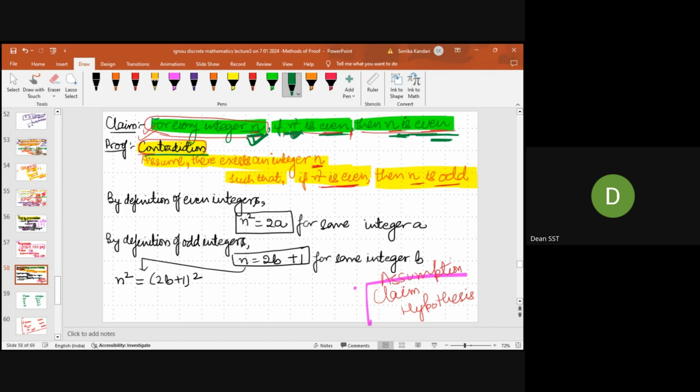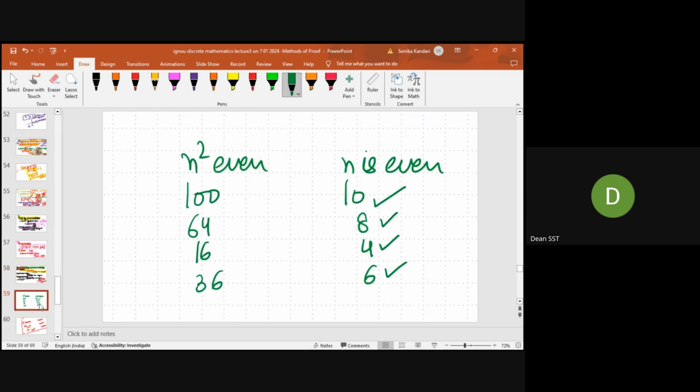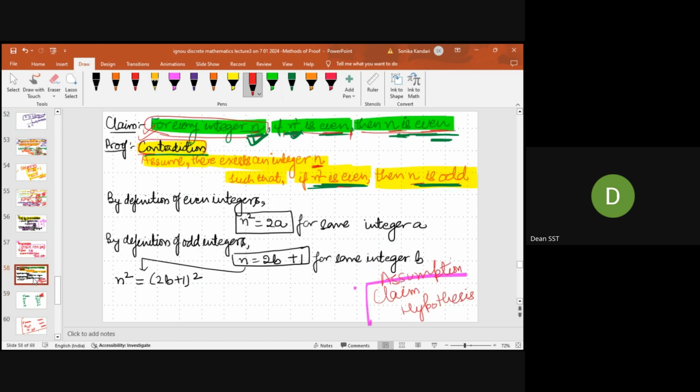And now what is contradiction? Contradiction is that if n square is even, then n is odd. So what contradiction are we taking? We are taking n is odd. This is the meaning of contradiction. Is it clear? So we will go with contradiction.